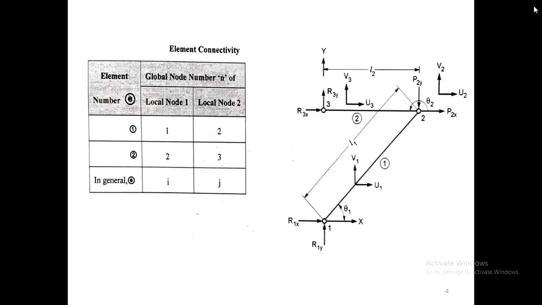So first step, that is discretization. From the figure, suppose we consider this is element 1 having node 1 and node 2, then element 2, this is element 2 having node 2 and 3. So connectivity of their respective nodes, for element 1, 1, 2 and for second element, 2, 3. So we can generalize, right? For first node, that is I, and for second node, that is J. Then degrees of freedom or displacement of node 1 in x direction and y direction, that is u1 and v1. Similarly for node 2, u2, v2, and for node 3, displacement in x direction u3 and v3.